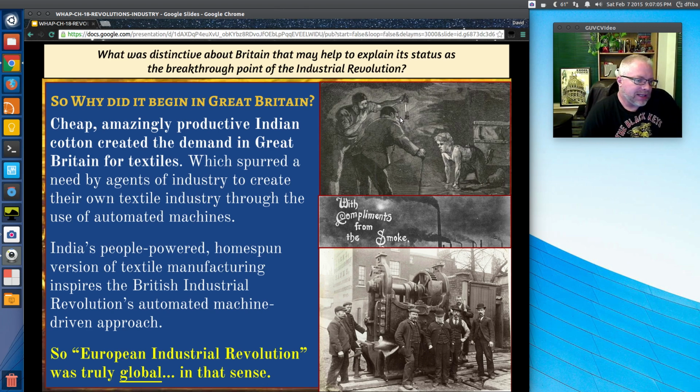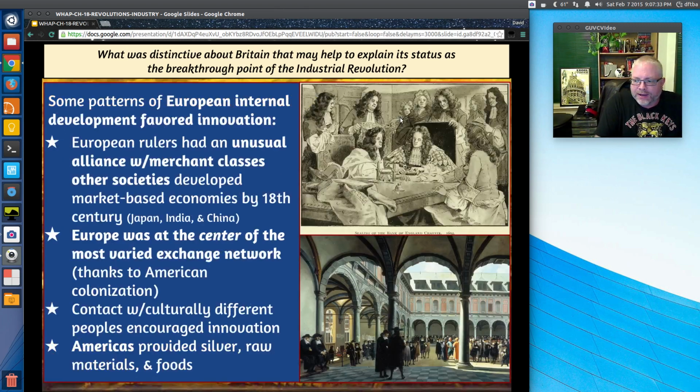But India's people-powered and homespun version of this whole system very much inspires Britain to create an automated, machine-driven approach to do the things that people started to want, and they had the wages to pay for it. So the European Industrial Revolution is truly global in that sense, because it is impacted by these global factors, and that's just another example of what the modern world is like.